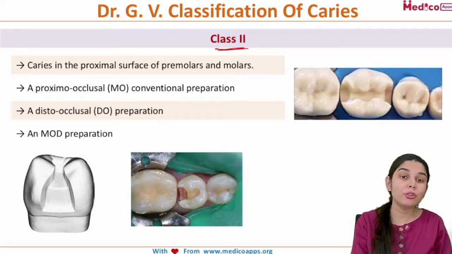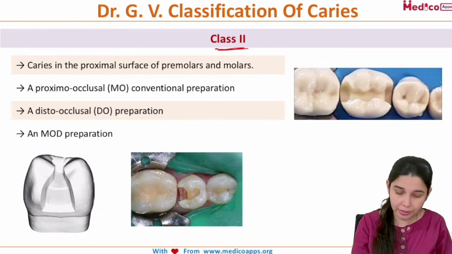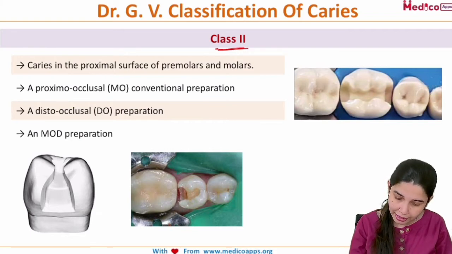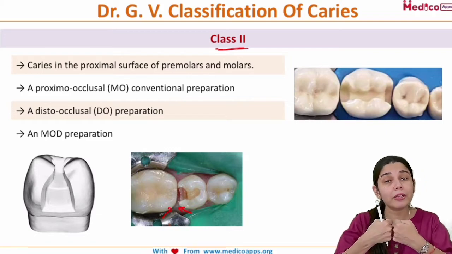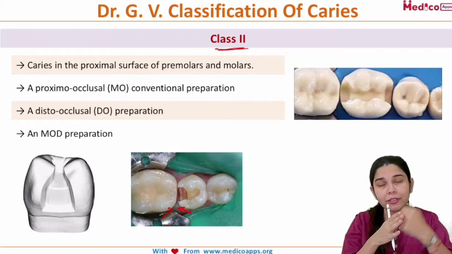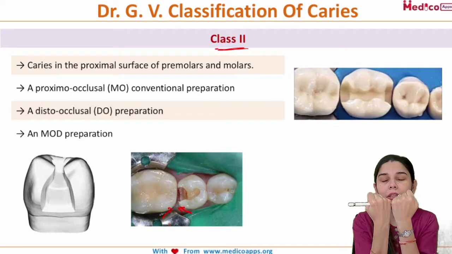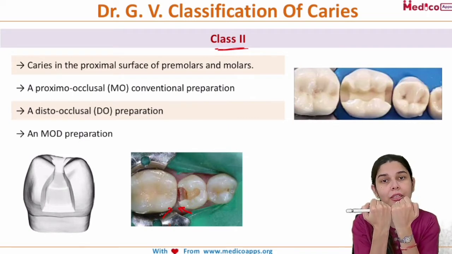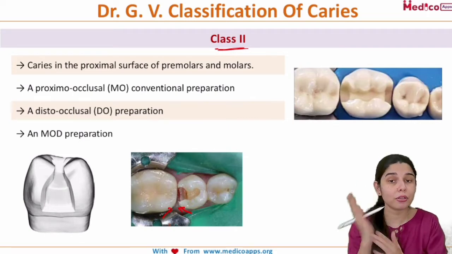Now, before that, you need to understand what is proximal surface. Proximal surface is nothing but the surfaces which are in contact between two teeth. So, if this is a molar and this is a premolar, the two surfaces which are meeting together, this surface is known as proximal surface.